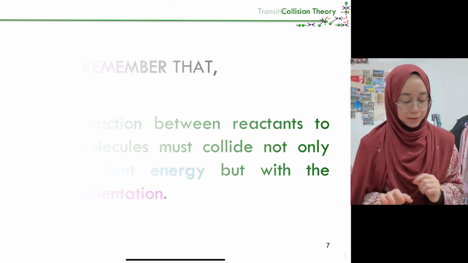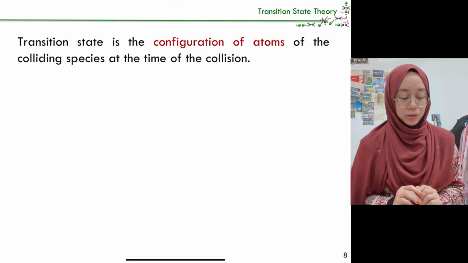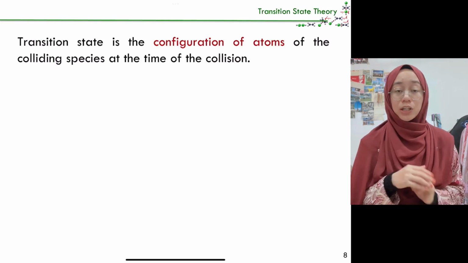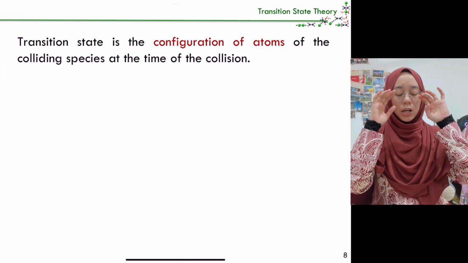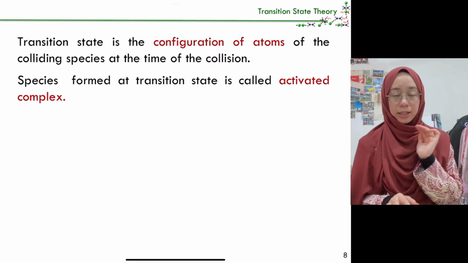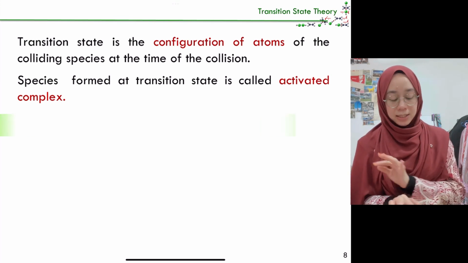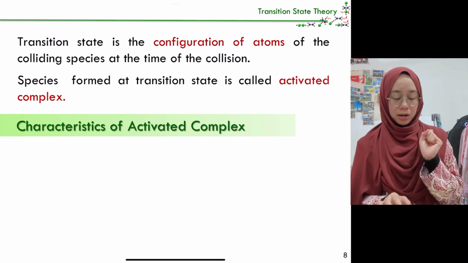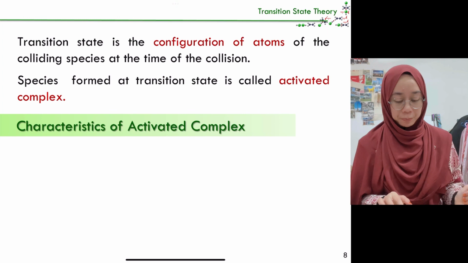Okay, so let's have a look dekat transition state theory now. So transition state is the configuration of atoms of the colliding species at a time of collision. Okay, so the species formed at the transition state is called activated complex. So ada a few characteristic of activated complex kat sini yang kita kena tengok dahulu. So dekat mana transition state ni pasti mesti akan tunjuk dalam energy profile diagram.